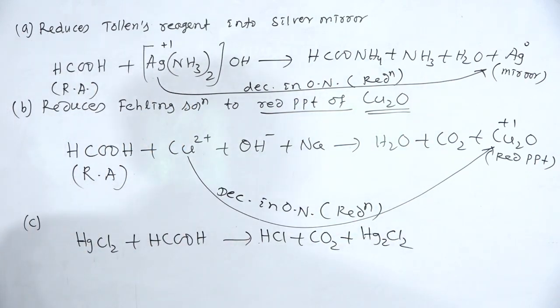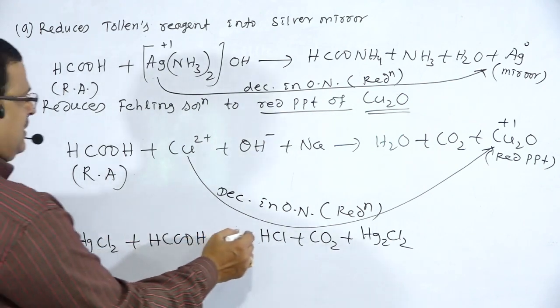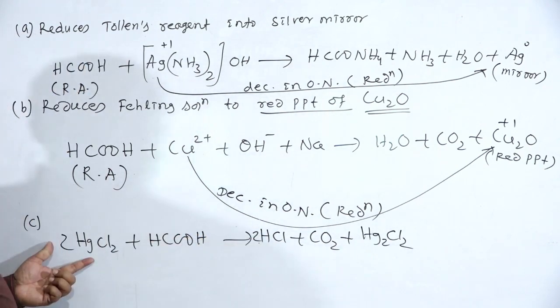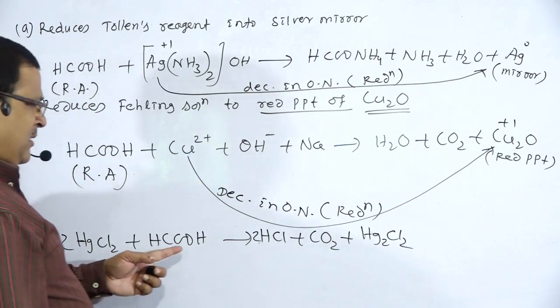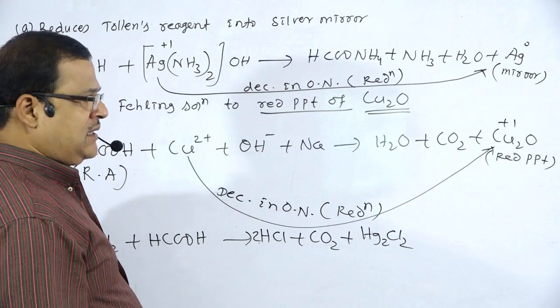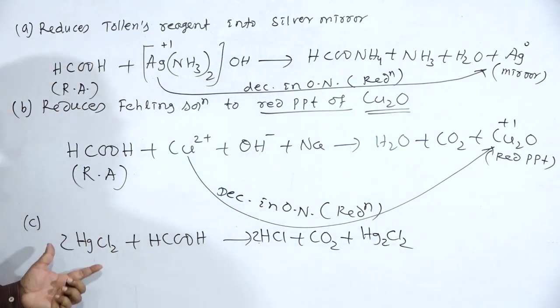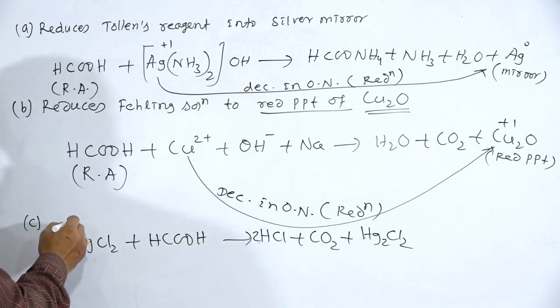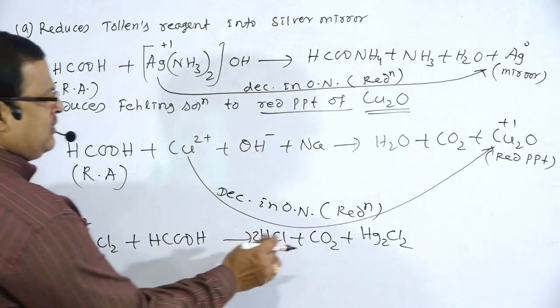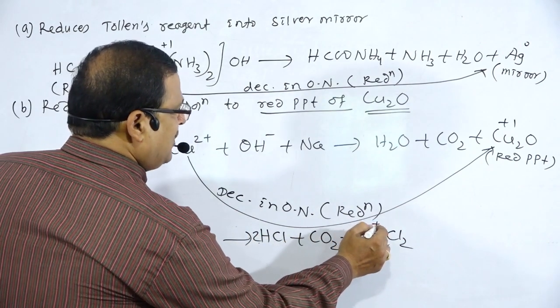Hg2Cl2. We are able to balance this: 2 and 2. So 2HgCl2 gives Hg2Cl2, 2 chlorine atoms as 2 HCl, and carbon dioxide. So what is that reaction? This is mercuric chloride, where the mercury oxidation number is +2. In this one, Hg2Cl2, the oxidation number is +1.